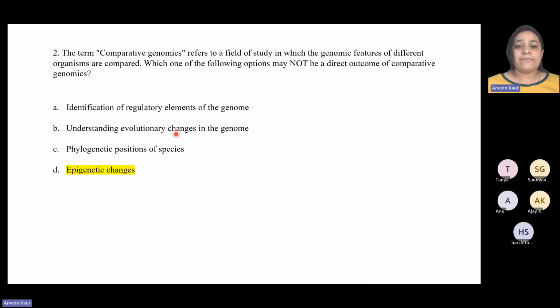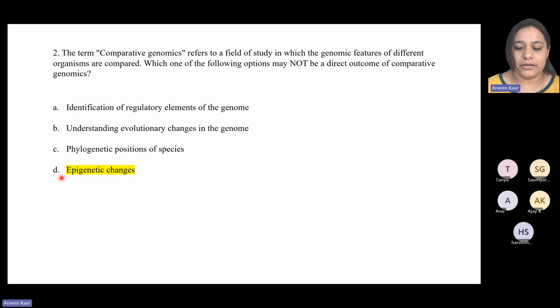We can identify the evolutionary changes in the genome. We can also list species in the phylogenetic trees, right? So, based on how much sequence similarity there is, maybe between an ape and a bird and an ape and a reptile, they would be placed at different positions in a phylogenetic tree, right? But can we look at epigenetic changes just by comparative genomics?